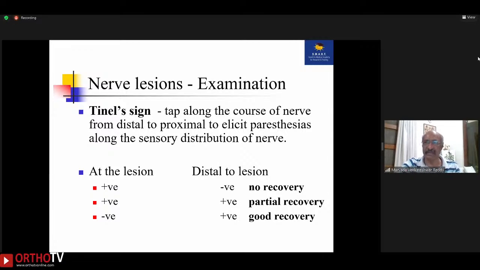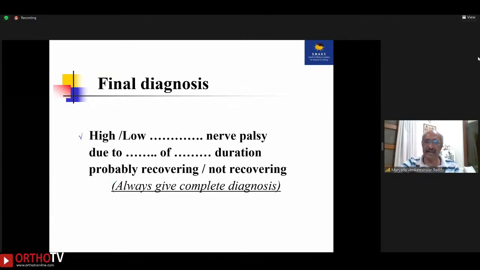But even in one examination, when you check the Tinel's, if it is at the site of injury, then it may or may not recover. If the Tinel's is distal to the site of injury, there is a possibility of recovery. So some prediction can be made even with a single Tinel. Now, once this is done, the final diagnosis is easy.